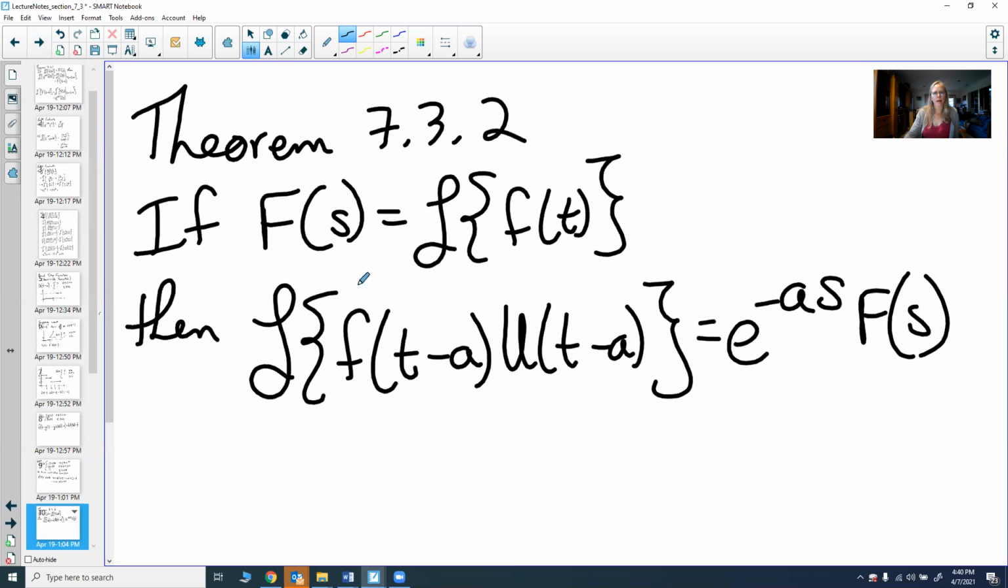This theorem just tells you how to do a Laplace transform of a unit step function. When we do a Laplace transform of a unit step function, we get this e to the minus as times the Laplace transform of the original function, the other part of what's being multiplied by the unit step function. So we have that theorem.